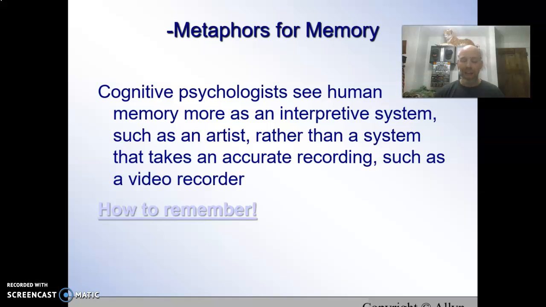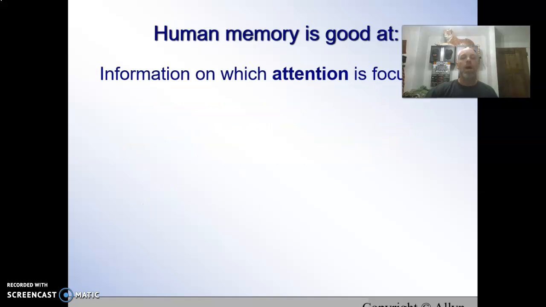And we'll talk more about eyewitness accounts later on. Mr. Woodard mentioned our memories can be fallible. They can make mistakes. And it's because the brain is trying to interpret and make sense out of things that sometimes don't make sense. All right, human memory is very good at several different things.